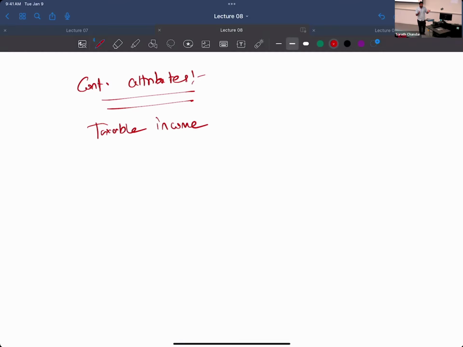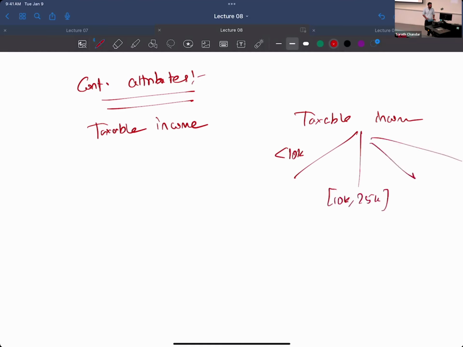You can put them into intervals, some sort of discretization, right? For example, you can take taxable income and say, I want to consider less than 10K, 10K to 25K, and so on. So discretization is one option. What are the other options?